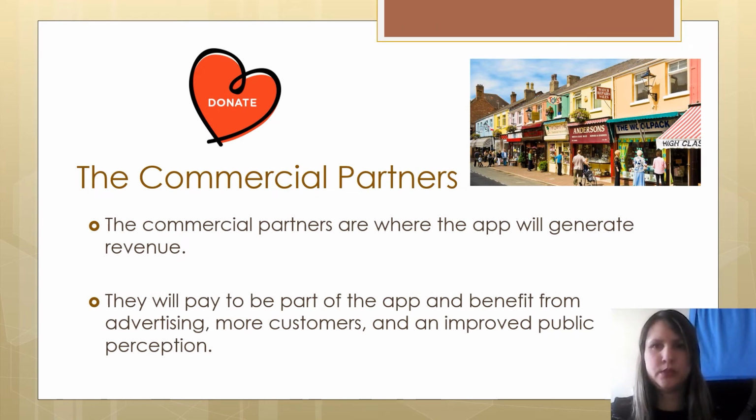The customers will use the points given by the charities for discounts with the commercial partners. Each company will control how much discount they choose to give for each point and will pay the app to be part of it. They will benefit by being advertised to all the users whenever they check to spend their points. They will be seen in a more positive light by the customers as they are helping charities. And we will also have access to metrics from the app to improve their knowledge of their customers and how to better target advertisements.